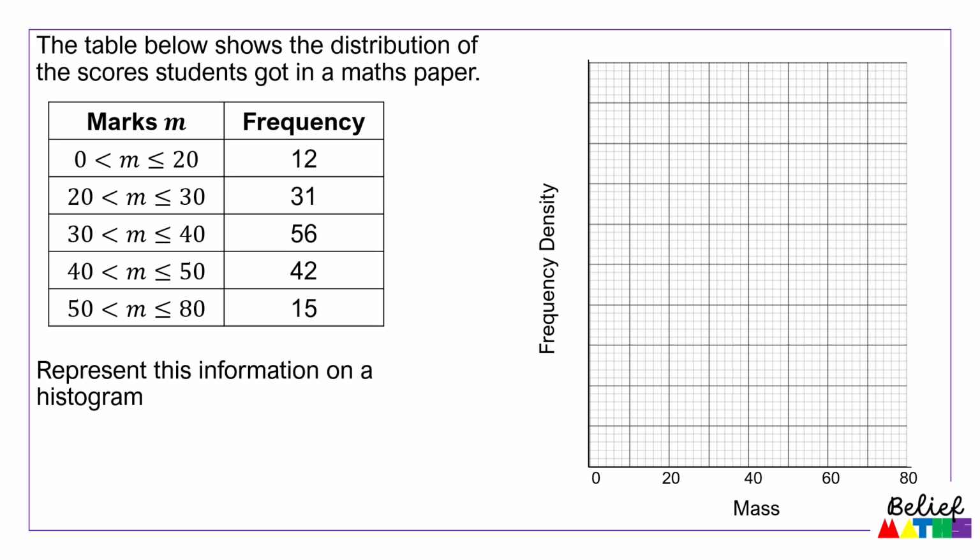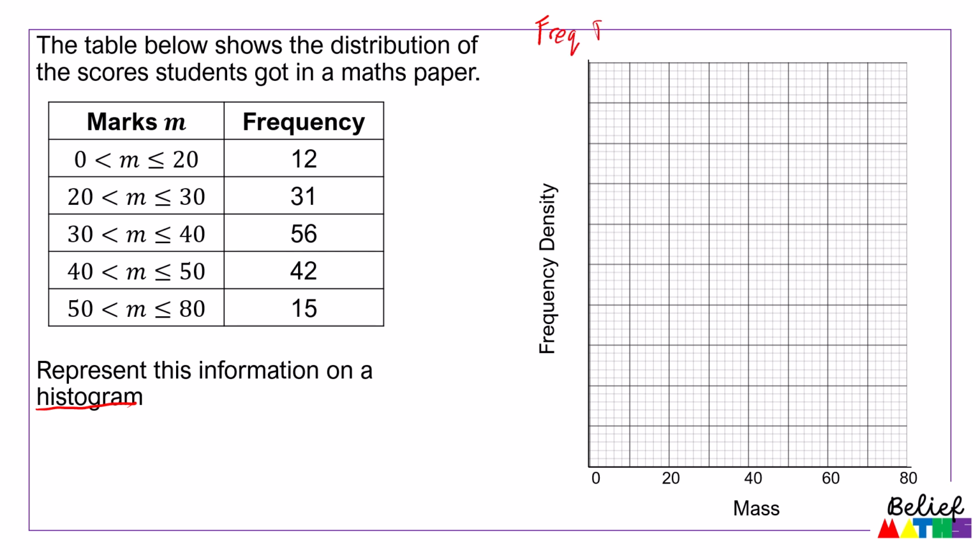So this question looks similar to our previous question. We've got a grid to draw our graph on, and we've got a similar looking table to the one before. However, in this case, we're asked to draw a histogram. Now a histogram looks a bit like a bar chart, but the bars are going to be different widths. And because of that, our heights are going to be calculated using our frequency density.